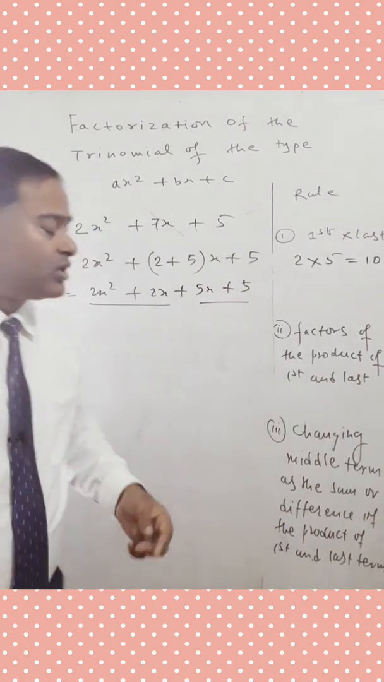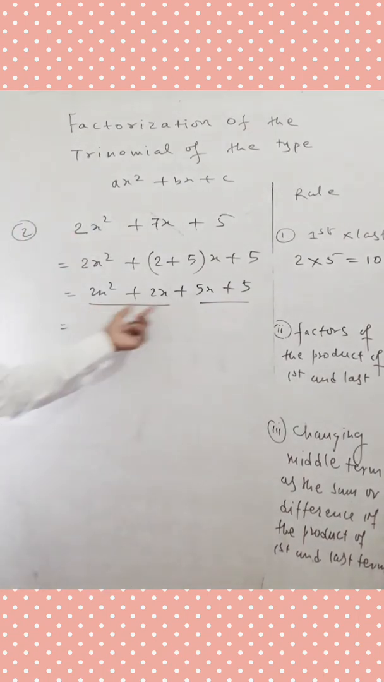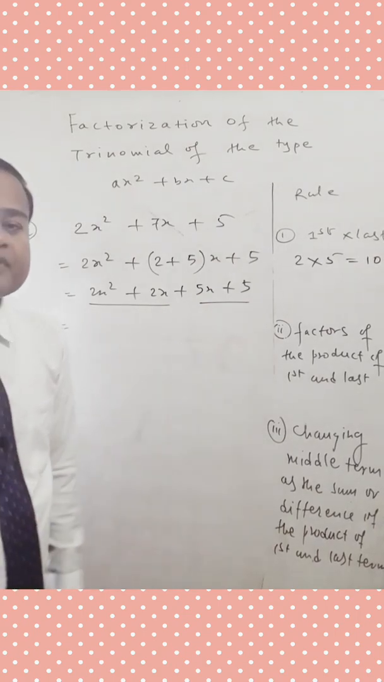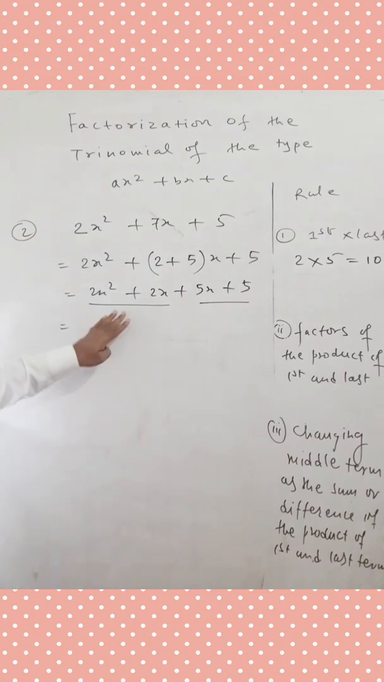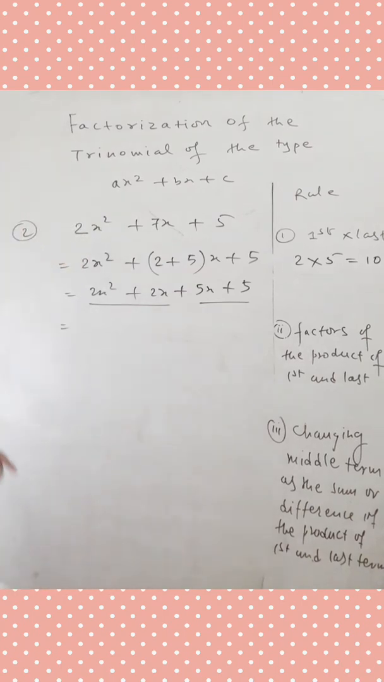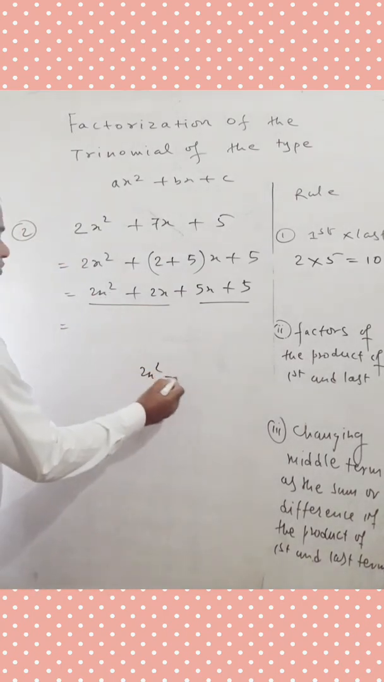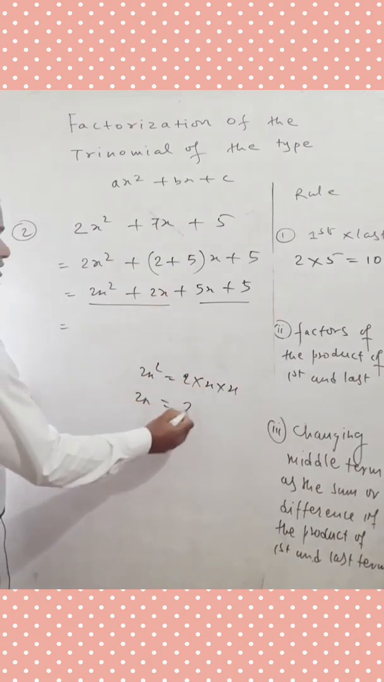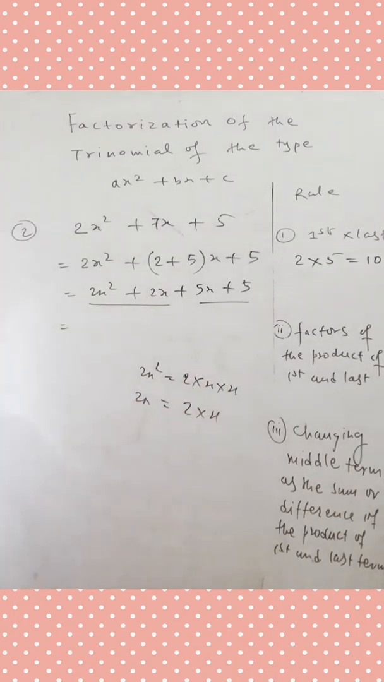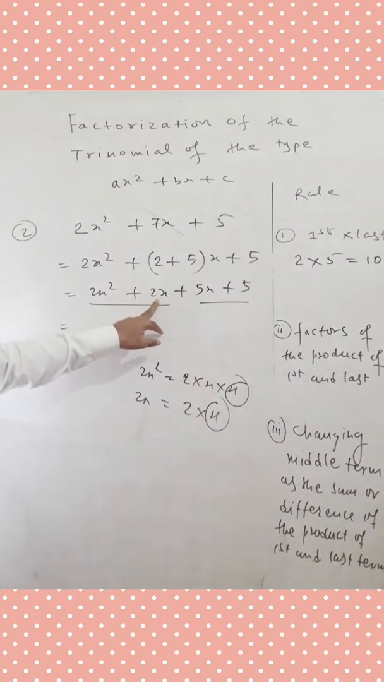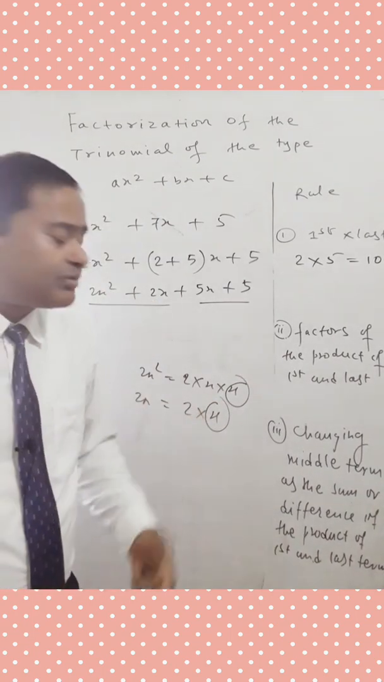So dear students, now we are going to factorize by the grouping method. Already we have divided 2x square plus 2x and 5x plus 5 into two groups. Now according to the grouping method of factorization, from the first group we'll take the possible common factors. So 2x squared we can write as 2 into x into x, and 2x we can write as 2 into x. Now we have to take the common factor from the first term and the second term.